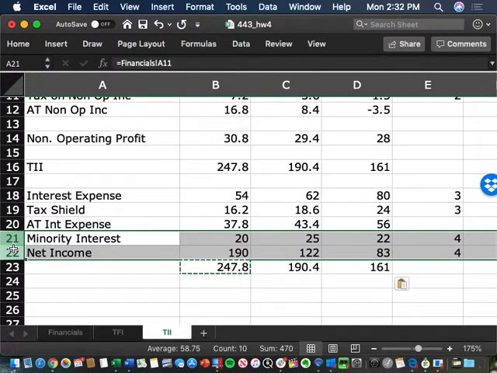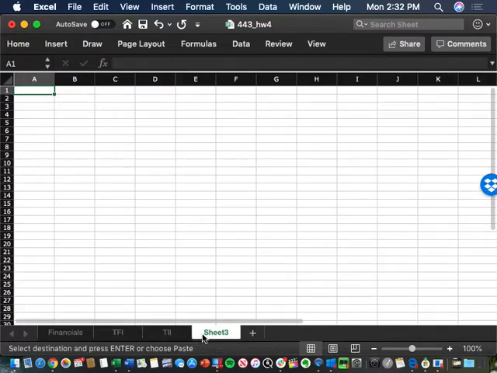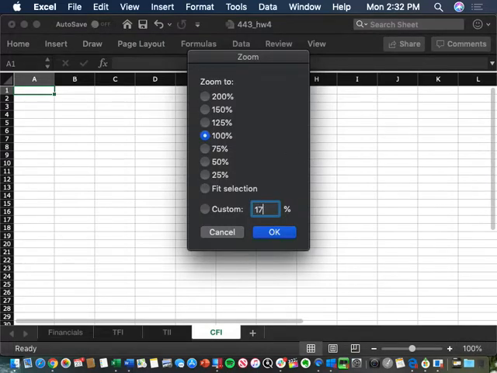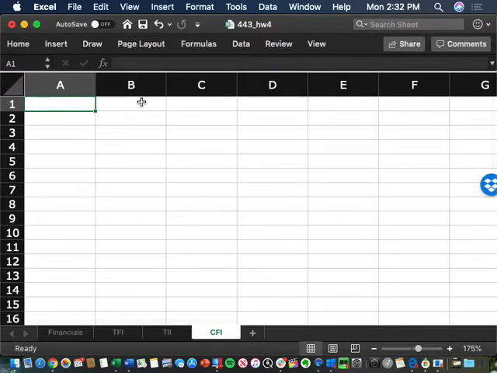So therefore, we need an income statement and a balance sheet, a TII and a change in the TFIs to get a CFI. Okay, so statement number 3. After you do these two, you create statement number 3, which is called cash flow available to investors, or CFI. Make it a little bit bigger.